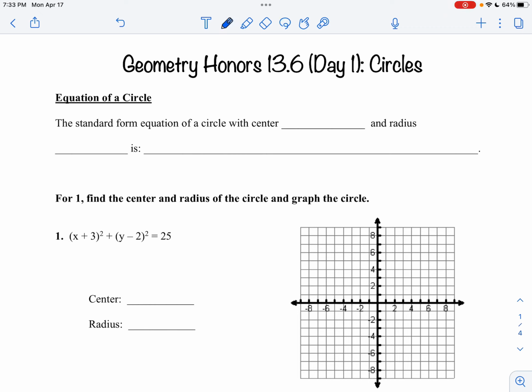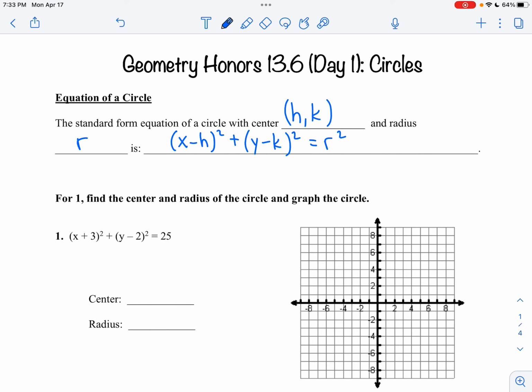We use the letters h and k to represent the x and y coordinates of the center, and we use lowercase r to represent the length of the radius. And the equation is (x minus h) squared plus (y minus k) squared equals r squared.